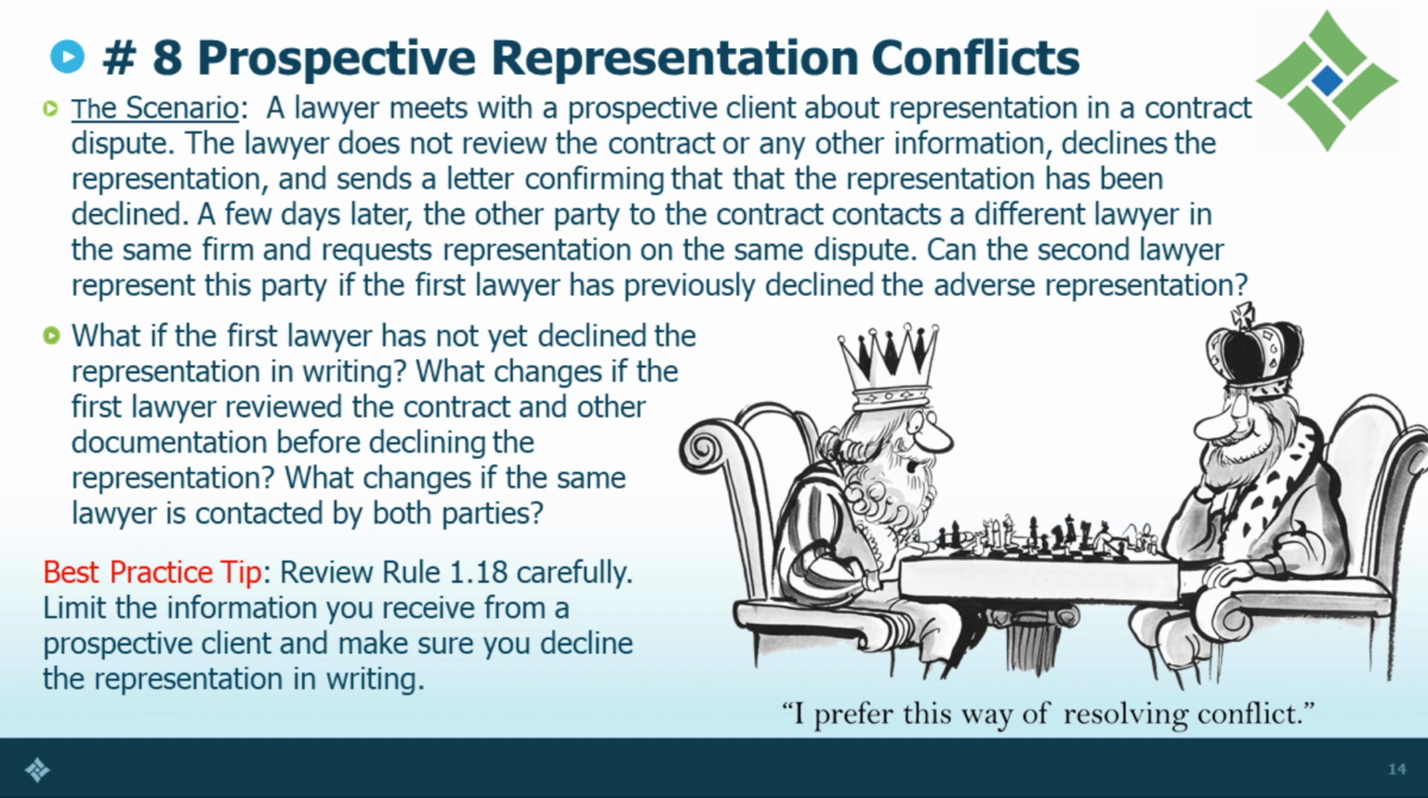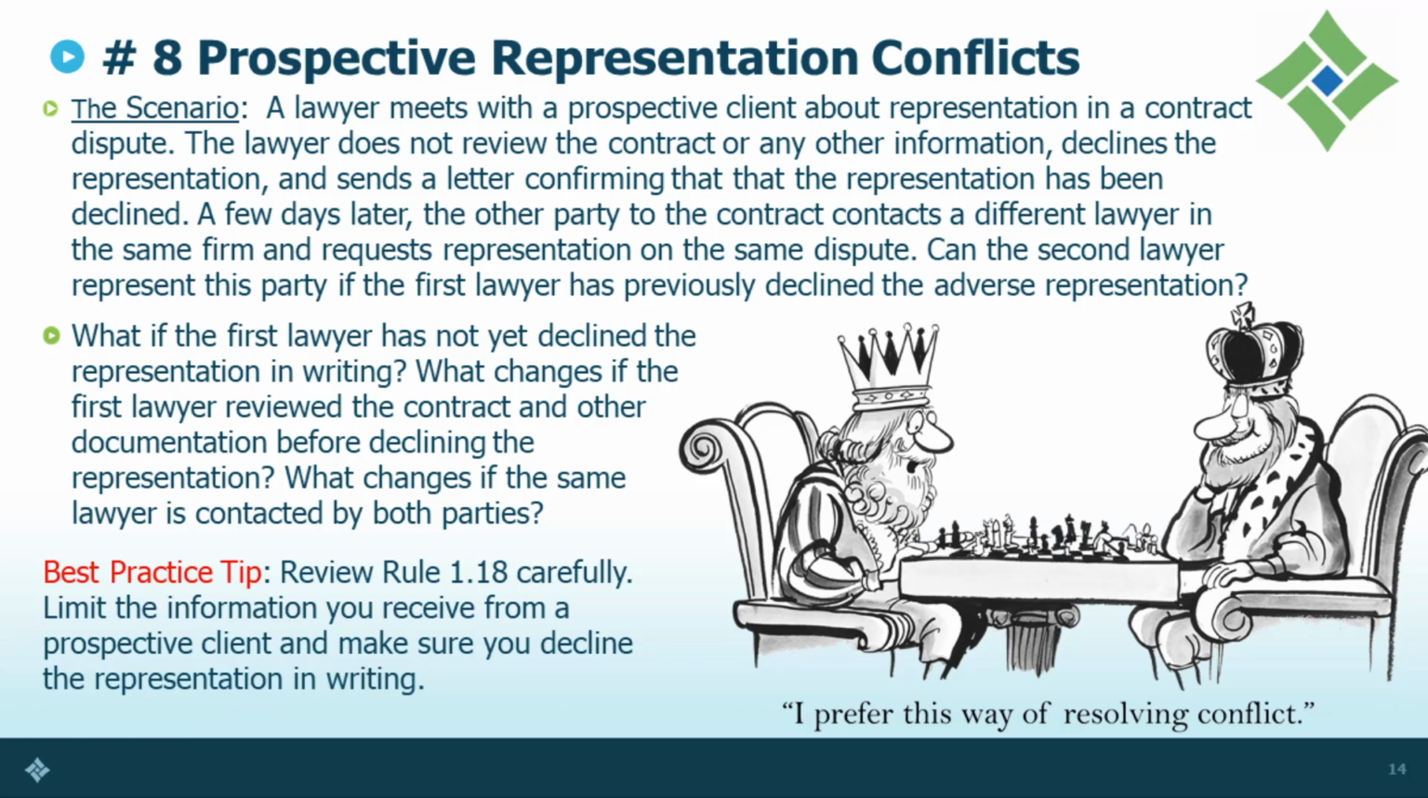A key question in this scenario is, how much information did that first lawyer obtain? If it's just a very general overview, then a second lawyer can take the case in the firm. If the first lawyer went into great detail with the prospective client, then there could be an issue. But even if you did receive some disqualifying information, another lawyer in your firm can take the case so long as you're walled off and not apportioned any part of the fee. And that process and protocol is detailed in Rule 1.18.